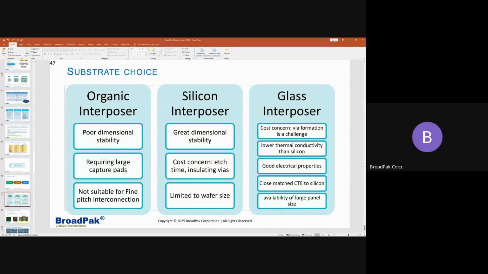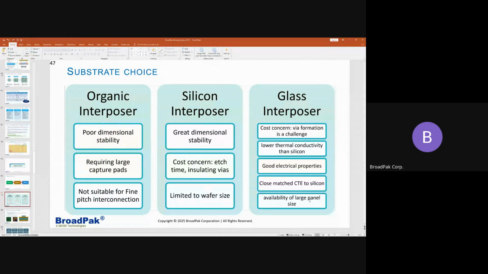The cost of manufacturing the through glass vias has its own challenge. The thermal conductivity is very low compared to silicon. The glass is almost like an insulator. However, in terms of the electrical, it has very good electrical. It has a CTE very close to silicon, so the reliability is good. The electrical is good and it is available in a large panel size. It's not like silicon, constrained to the wafer size.